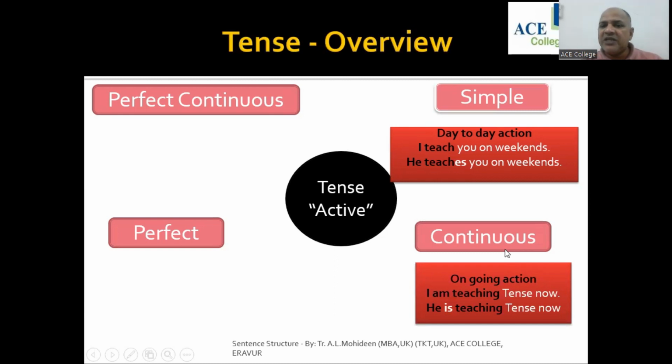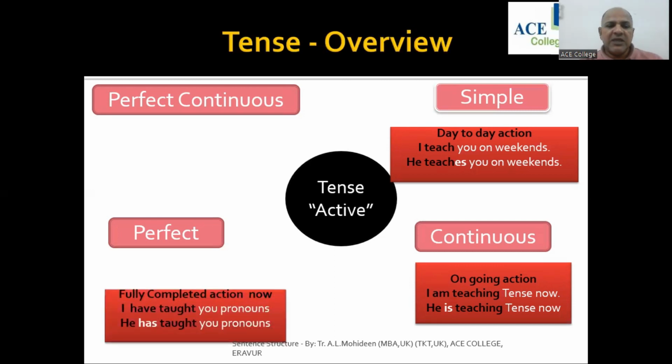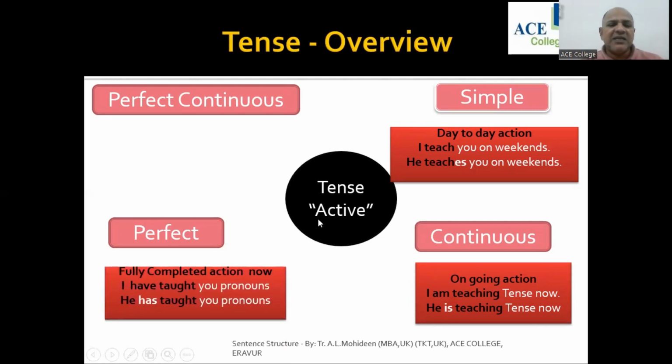So you have to differentiate between simple and continuous. The simple tense is for day-to-day action, continuous tense is for ongoing action, currently, at the moment. What are you doing? You have to talk in continuous tense. You have to write them in continuous tense. And perfect tense is the tense we use for completed action at the moment you completed. So you can say here, I have taught pronouns, for example.